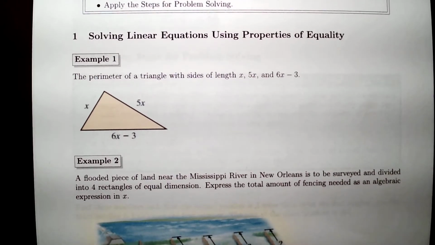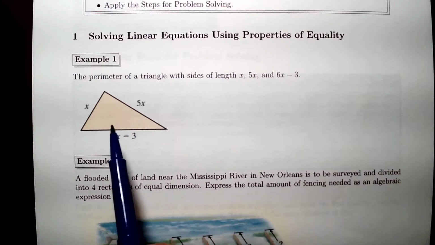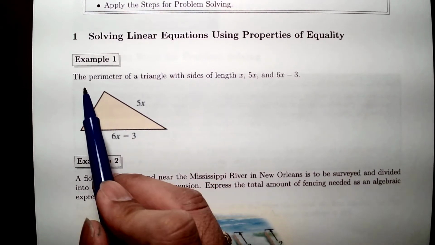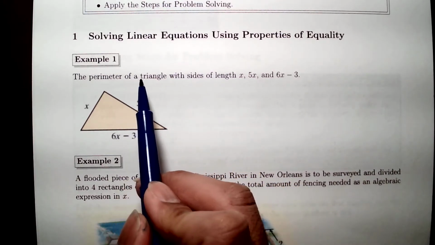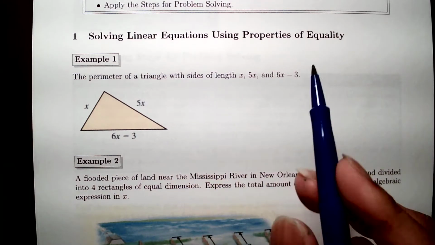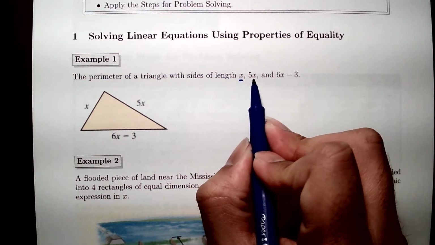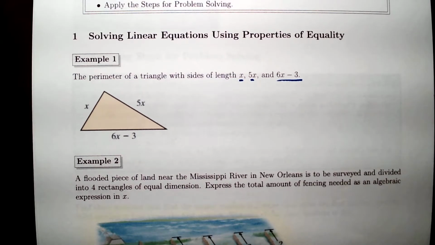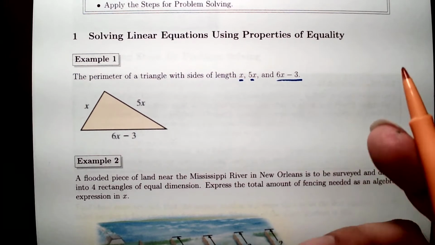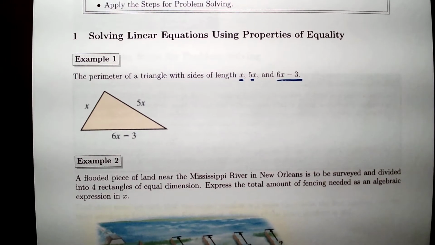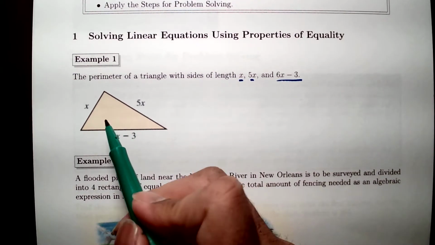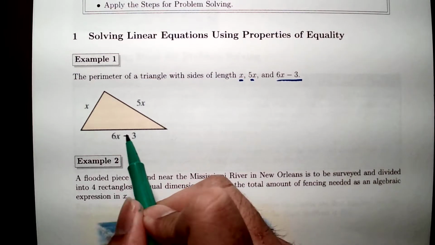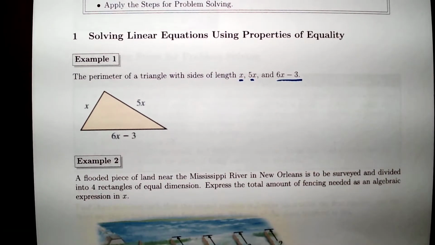Alright, so a very classical problem here is they ask us to write the perimeter of a triangle with the given sides that are x, 5x, and 6x minus 3. So in this case, they're not given in just numbers where we add the numbers. We're going to have the triangle right here and the length of its sides in terms of algebraic expressions.